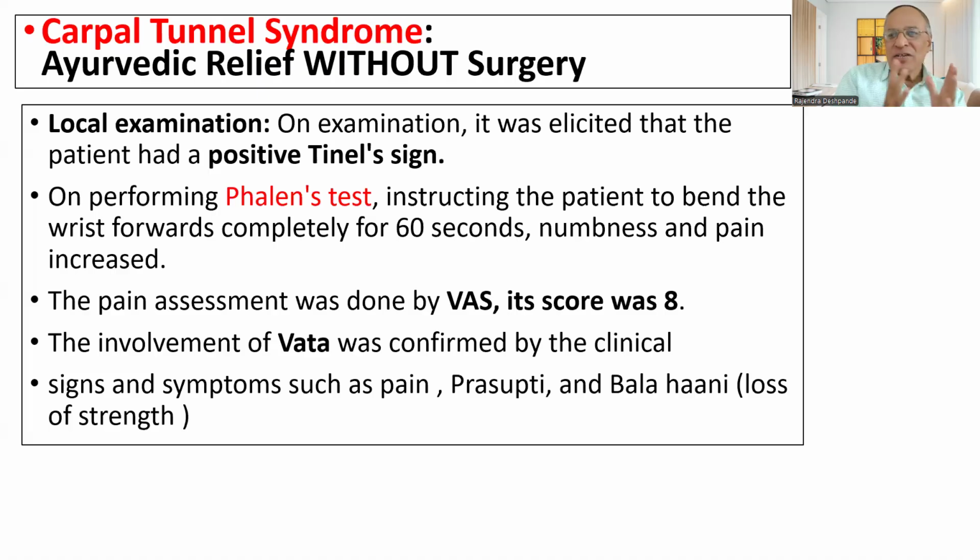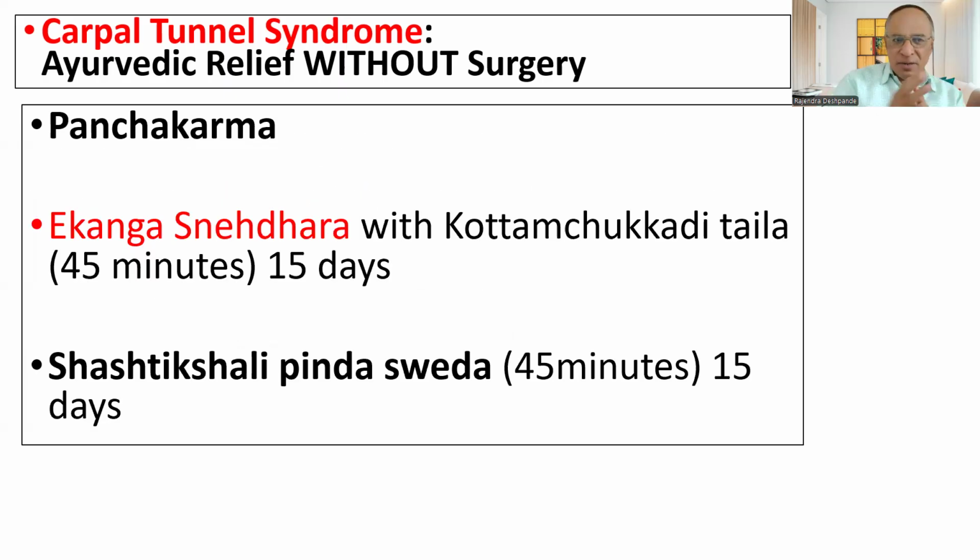The pain was assessed by VAS, visual analog scale, a typical scale to determine the severity of pain in research. The VAS score was 8, on a scale of 0 to 10, so 8 is near maximum pain. Signs and symptoms were pain, prasupti, that is numbness, and balhani, loss of strength.